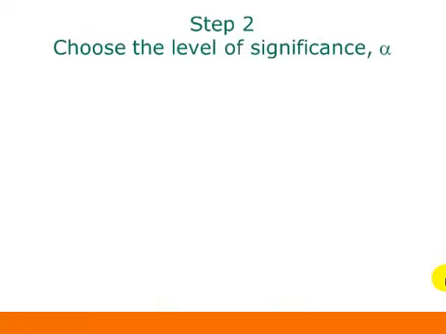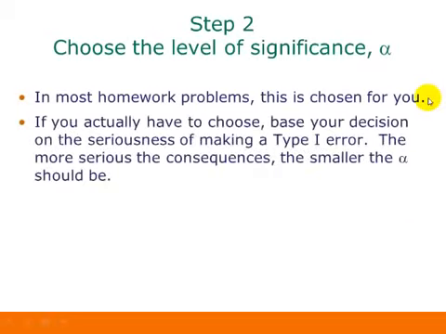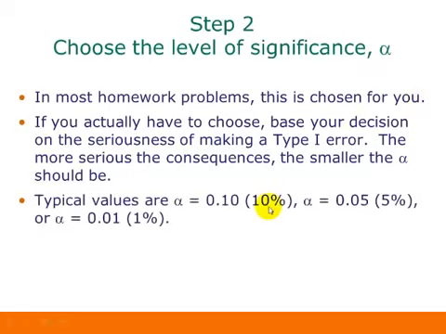Step 2 is to choose the level of significance, alpha. And in most of the homework problems you'll do, this is already chosen for you. But if you do have to choose this, you want to base your decision on the seriousness of the consequences of making a type 1 error. The more serious the consequences, the smaller the significance level alpha should be. The 3 typical values that we see are 10% or 0.10, 5% or 0.05, and 1% or 0.01.